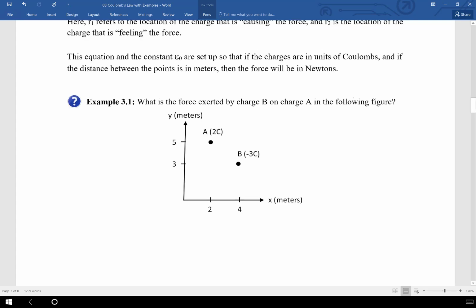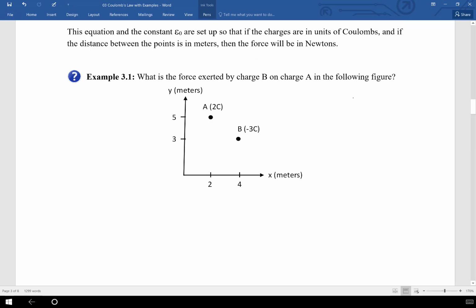So let's look at an example here. What is the force exerted by charge B on charge A in the following figure? So we're going to say that B is fixed. In other words, B is not going to move; it's glued to the wall, or it's sort of penned in three-dimensional space. And we think about, well, what would happen to charge A caused by charge B?